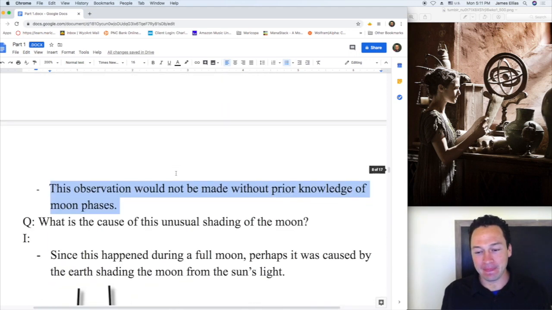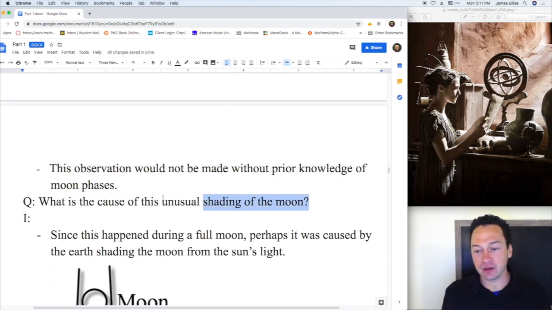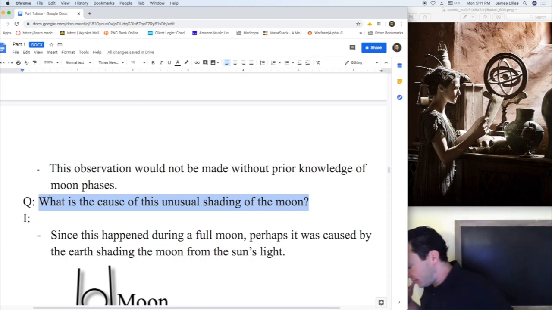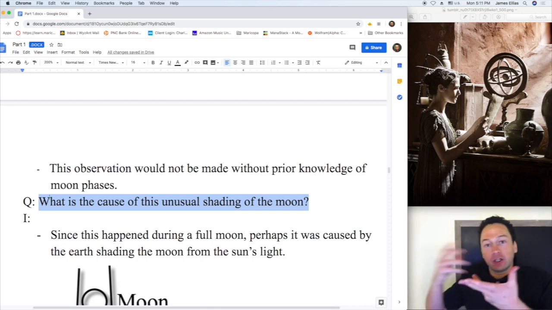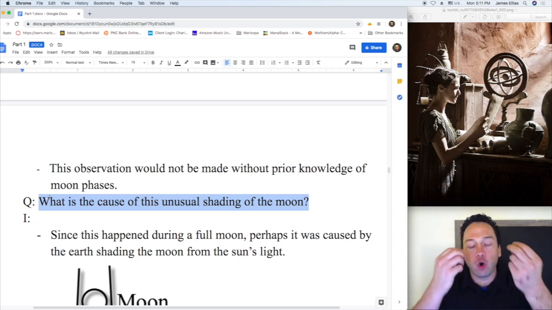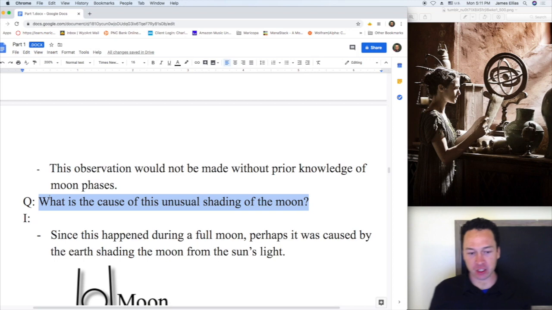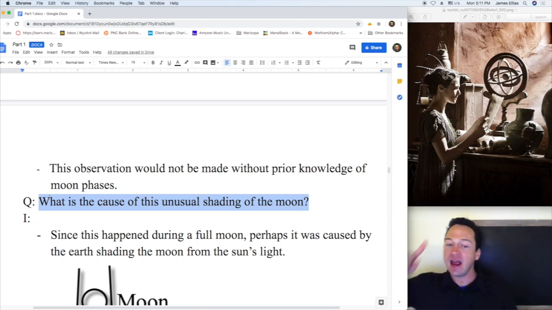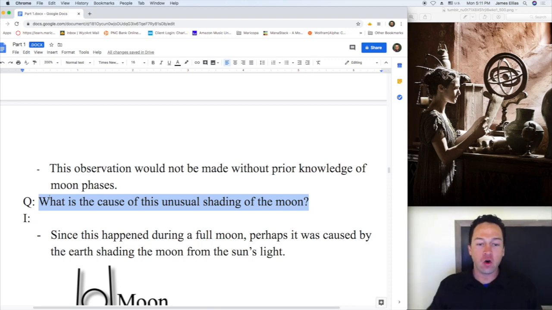Right? So you can see that not only are our conclusions based on prior knowledge, but our questions can be based on prior knowledge. The only reason this occurs to us as an interesting thing to investigate is because of our prior knowledge. We can see something new is going on, and this leads us to the question: what is the cause of this unusual shading of the moon?